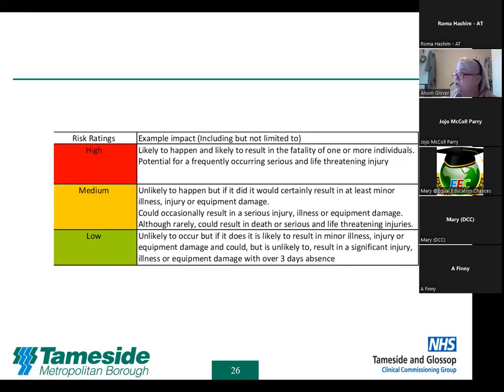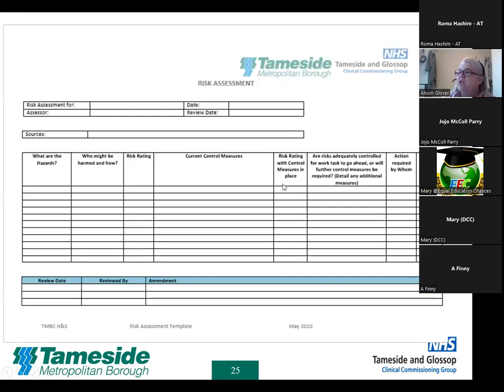You will see some risk assessments that look like some kind of mathematical enigma. You don't need that. We just need to say, is it high, medium, or low, based on these criteria here. You would then document your control measures. And once you've got those control measures in place, the idea is that your risk rating that you've identified here will be reduced. So if it was high, you would be aiming for these control measures to bring the risk rating down to either medium or low.